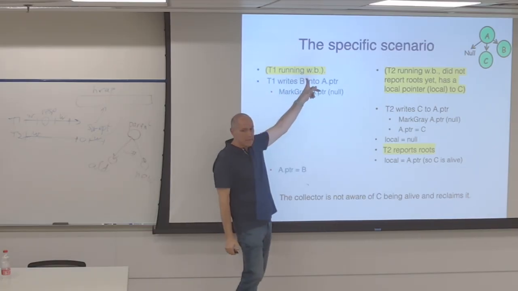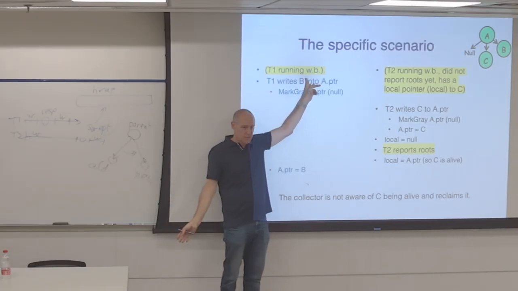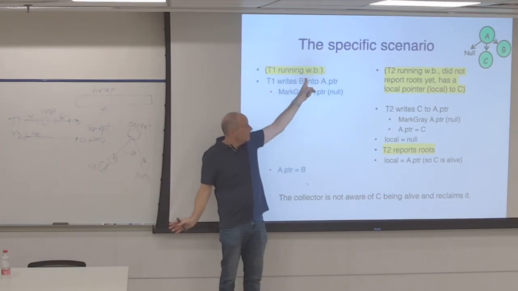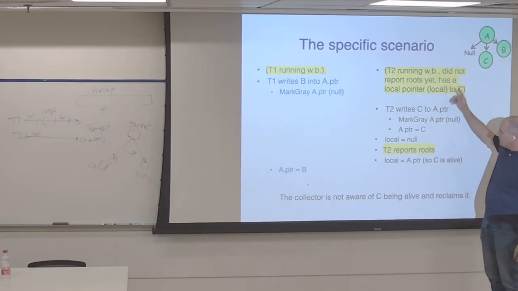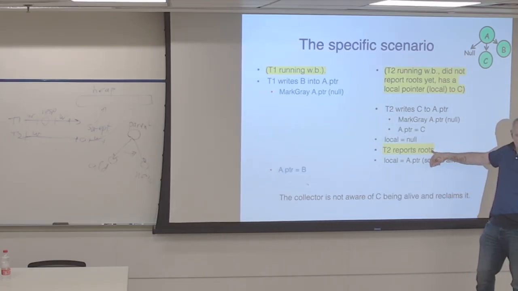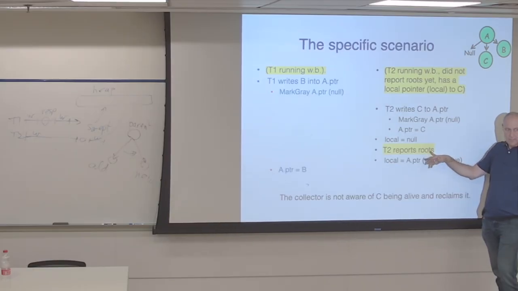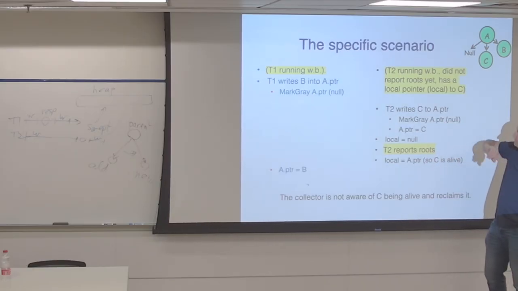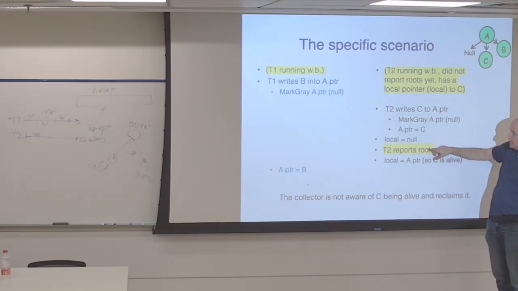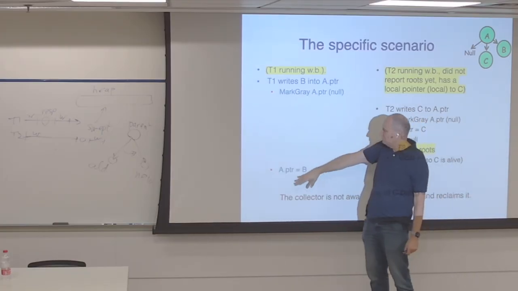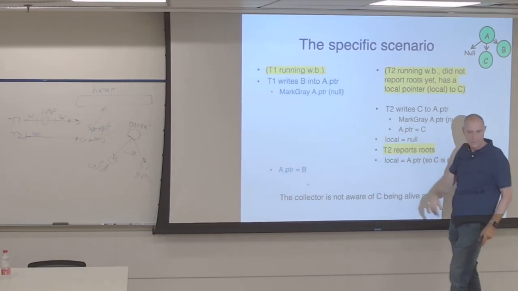So T1 has already responded in the first handshake to the collector and is now running the write barrier. T2 is also running the write barrier. T2 did not yet shade its roots, so it will shade the roots here. Okay, so I have T1 and T2, both of them responded in the first handshake, they're running the write barrier, but T2 is responding here to the handshake that says shade your roots. T1, I don't care. Maybe it does it after or before, I don't care.